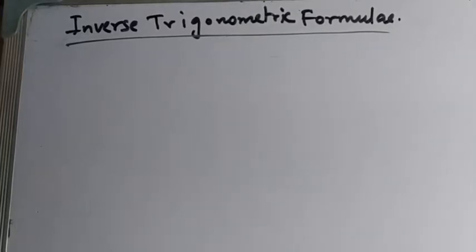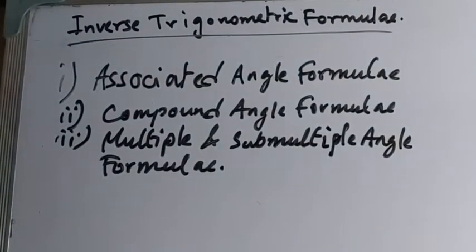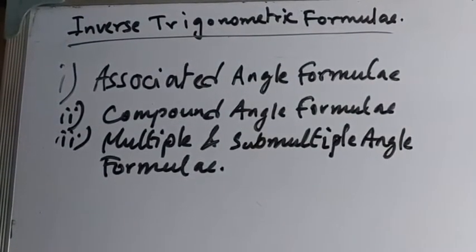In the last few videos, we have seen the understanding of inverse trigonometric functions. In this video, we will deal with the inverse trigonometric formulas. So basically, to remember all the formulas, what we need is to remember the formulas from trigonometry. And the required formulas are these three: associated angle formulas, compound angle formulas, and multiple and submultiple angle formulas.